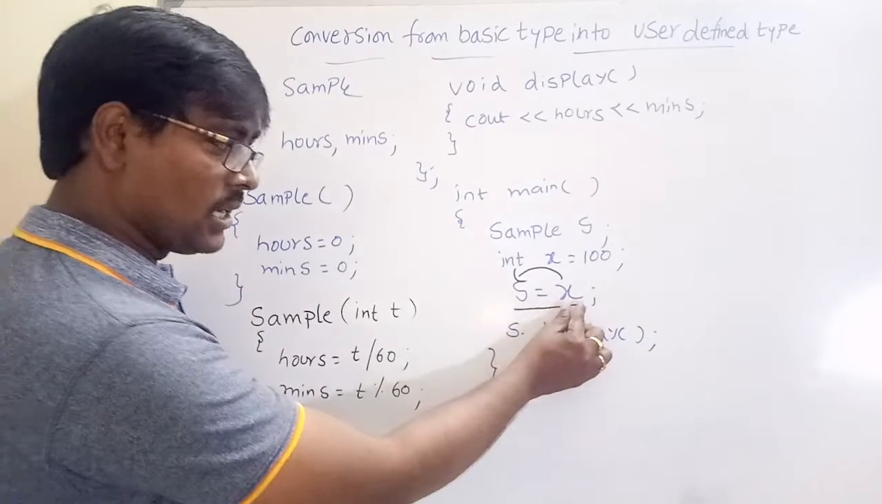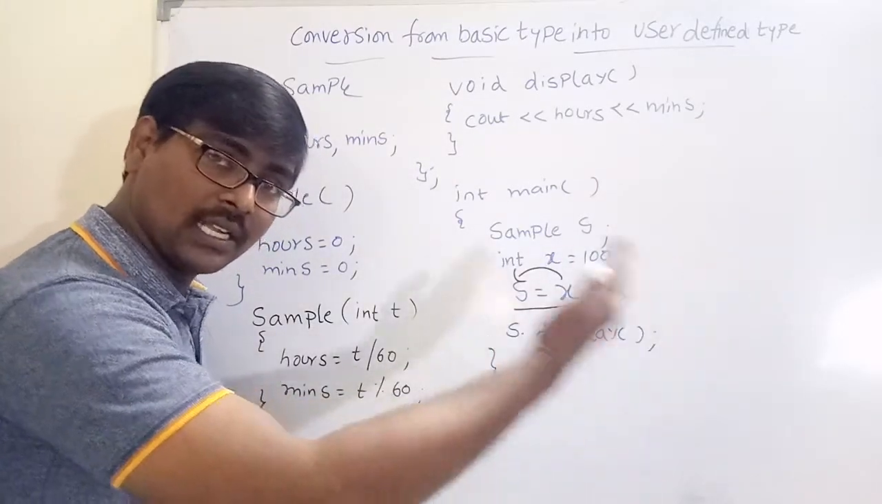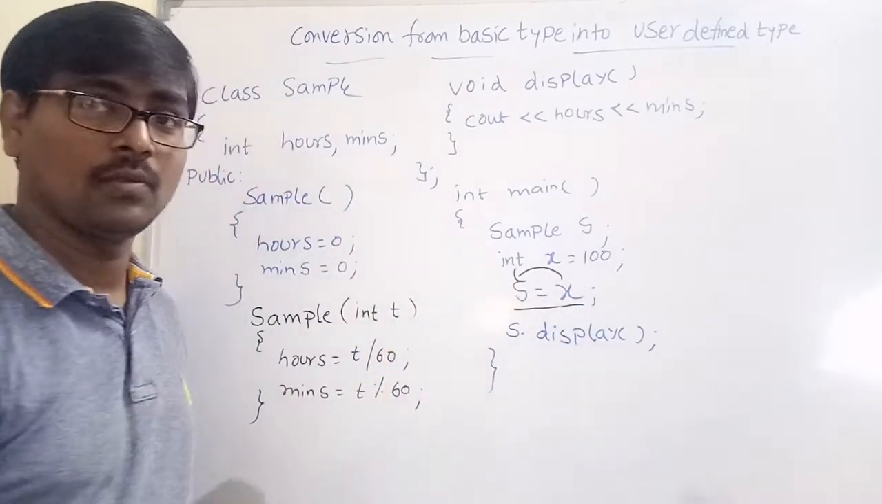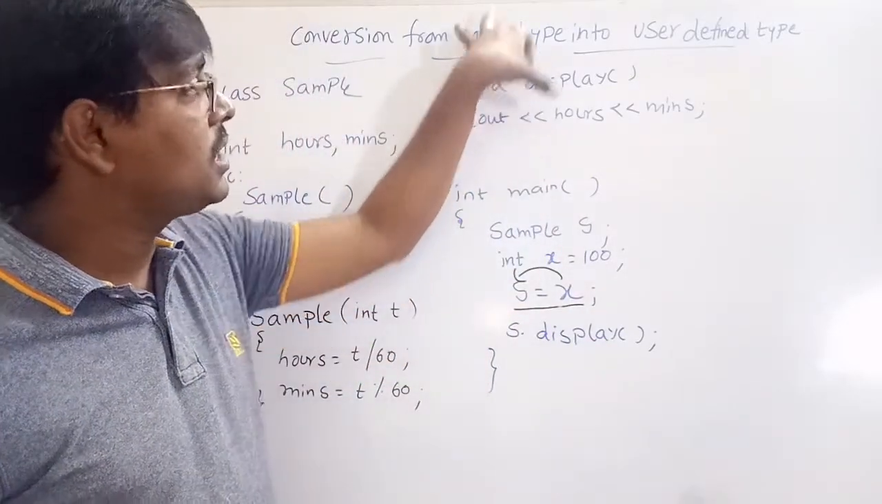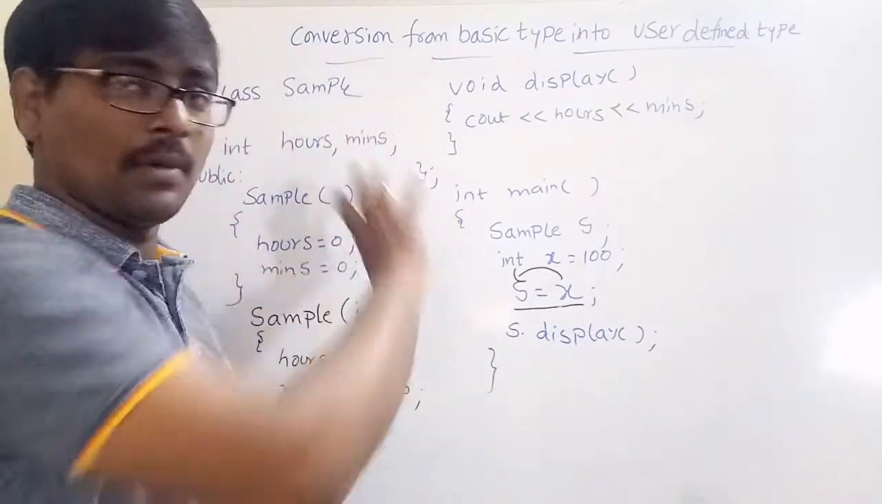Simply consider a basic data type and a user defined data type. Right side is basic and left side is user. Basic and user. Okay. In the next session, we will move to how to convert a user defined data type into basic data type. For this, almost same hours minutes example.